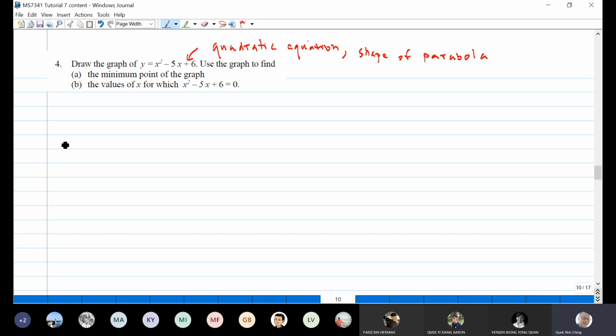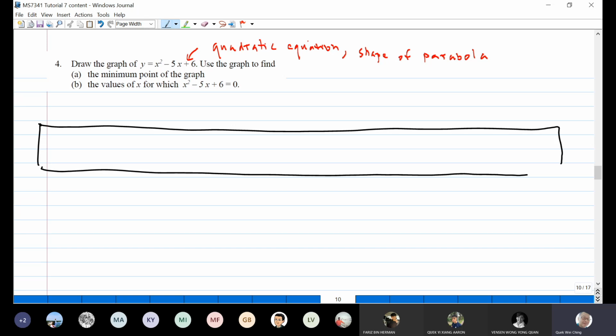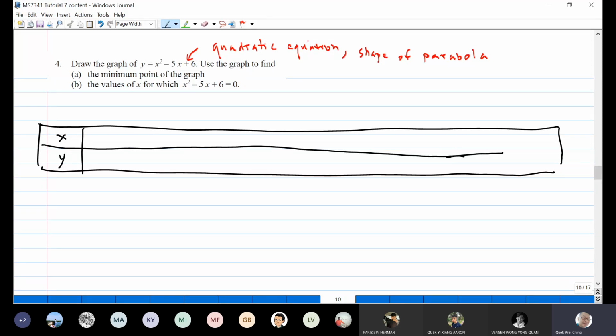So let's make a table for x and y. I'm going to make a big table here. Let's say I start from x equal to minus 2 first, then minus 1, then 0, then 1, 2, and then 3. How many points? 6 points. I think it may be enough already. So how do you find your y? y is x squared minus 5x plus 6, right?